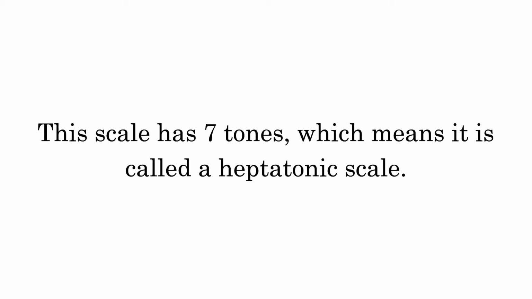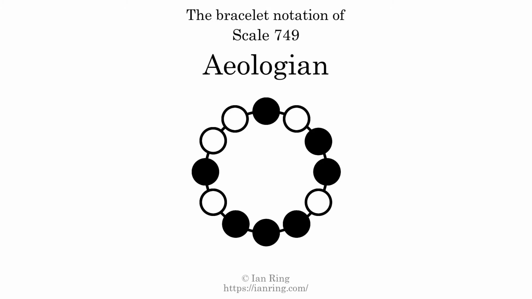This scale has 7 tones, which means it is called a heptatonic scale. This is a bracelet notation diagram of scale 749. The shaded circles represent tones that appear in the scale, and they are read clockwise, starting at the top.